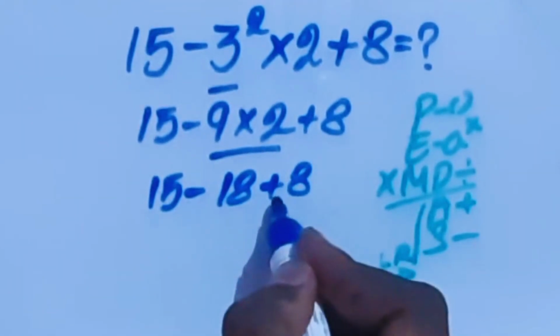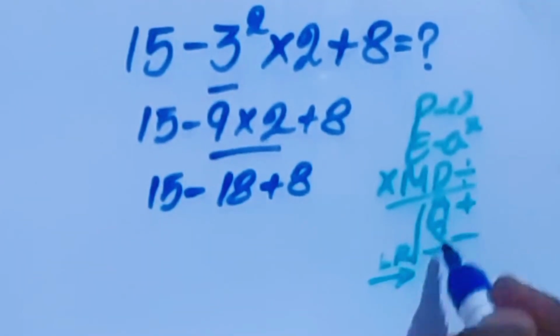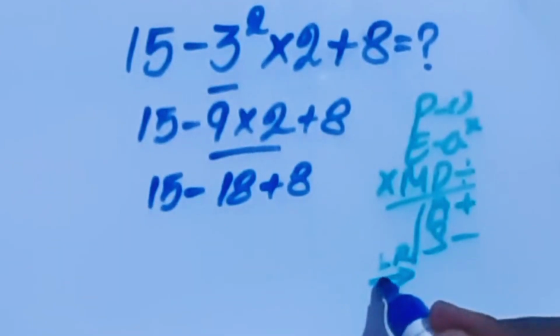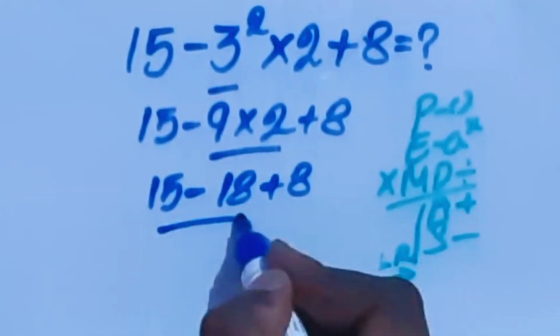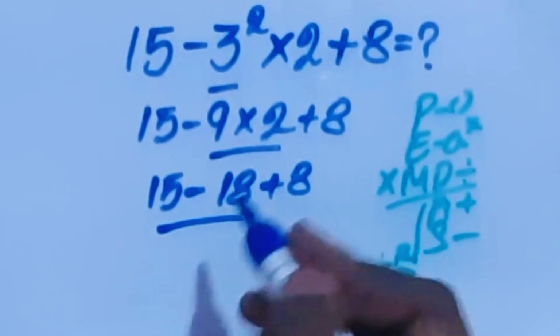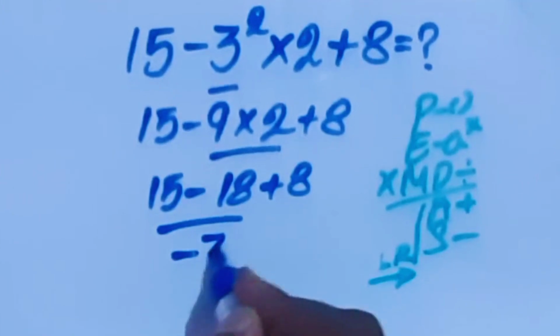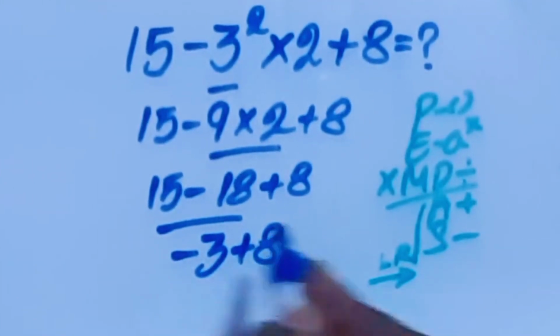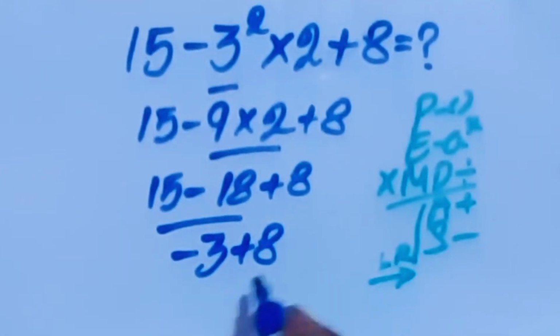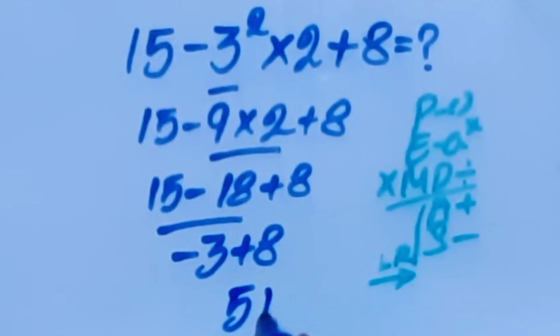Here we have subtraction and addition. Here both are equal priority. For this equal priority, we have introduced this left to right. Here left to right is this 15 minus 18. Here 15 minus 18 is negative 3 plus 8. Here negative 3 plus 8 is 5, which is the correct answer.